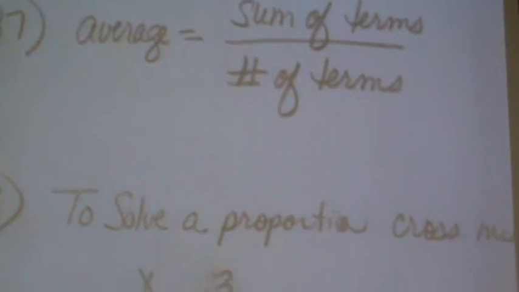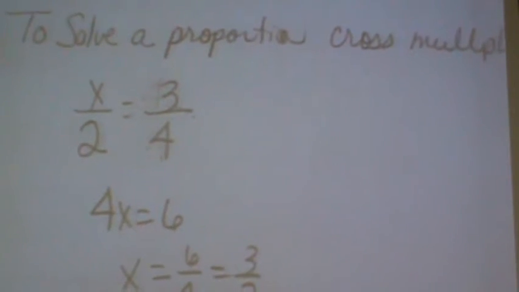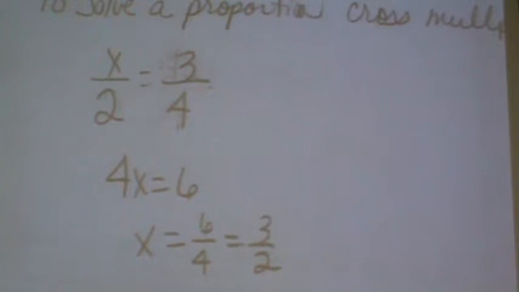88. How do you solve a proportion? Here I wrote a proportion down. Some number over 2 is equal to 3 over 4. Well, you cross multiply. You do x times 4 is 4x, and 3 times 2 is 6, and 6 divided by 4 is 3/2, which is 1.5. There's other ways to do it, but that's the easiest way. Solving, you're going to cross multiply. Questions?